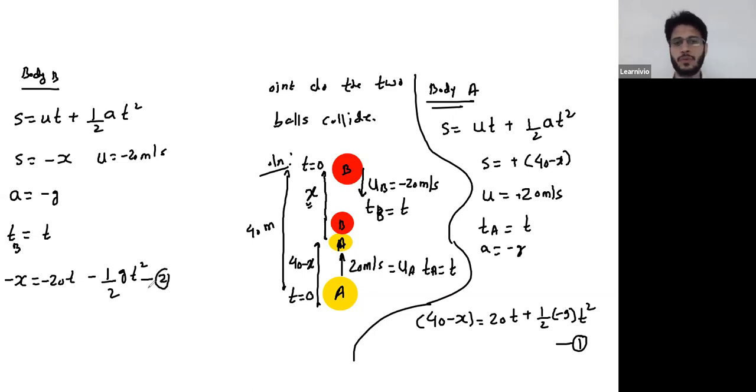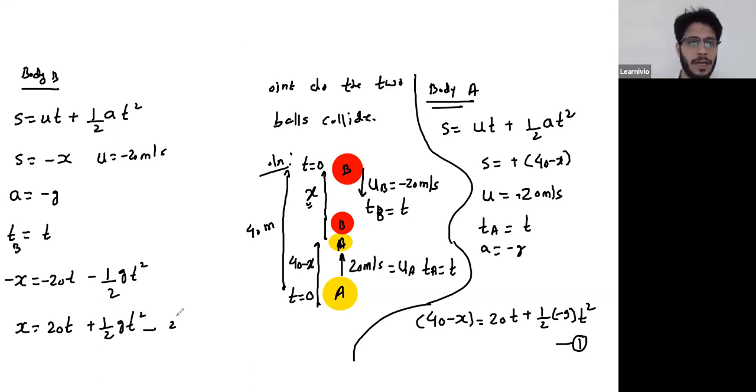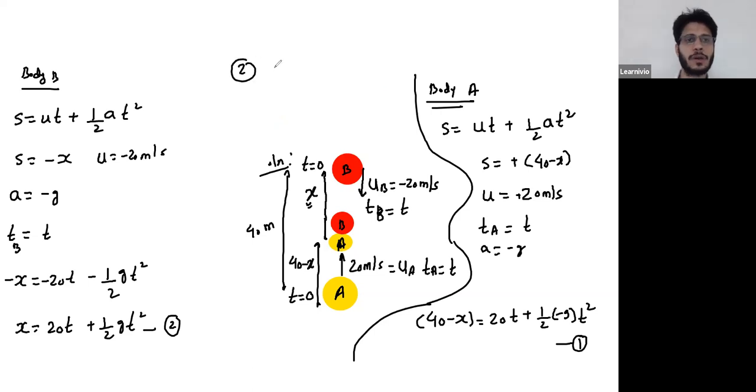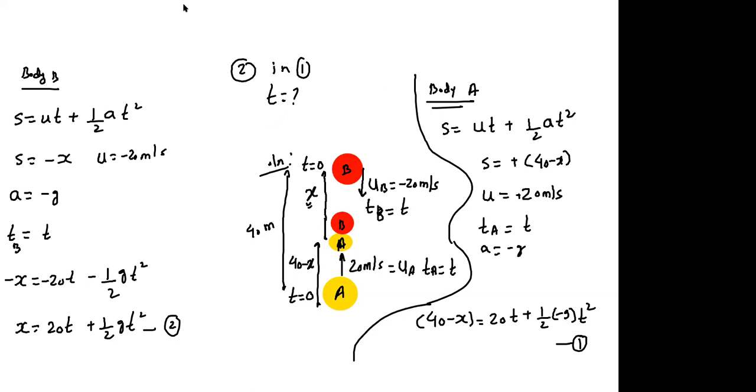So that's 1 and this is 2. Using these two equations, you are supposed to calculate the value of T and X. So from this equation 2, I can get the value of X. This negative sign will cancel out from the whole equation. This is 20T plus half GT square. That's 2. Okay, now do this calculation. Just substitute 2 in 1 and get the value of t, and report your answer in chat. Substitute these values.